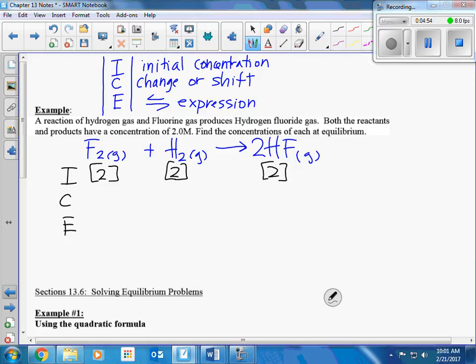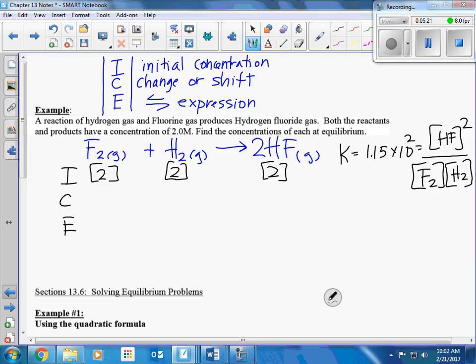Okay, so our equilibrium expression, I have to tell you what K is, and I must have looked it up. I forgot to type it in here. So K is equal to 1.15 times 10 to the second, and we know that it's product over reactant, so it's the concentration of my hydrofluoric acid squared over my concentration of fluorine times my concentration of hydrogen.